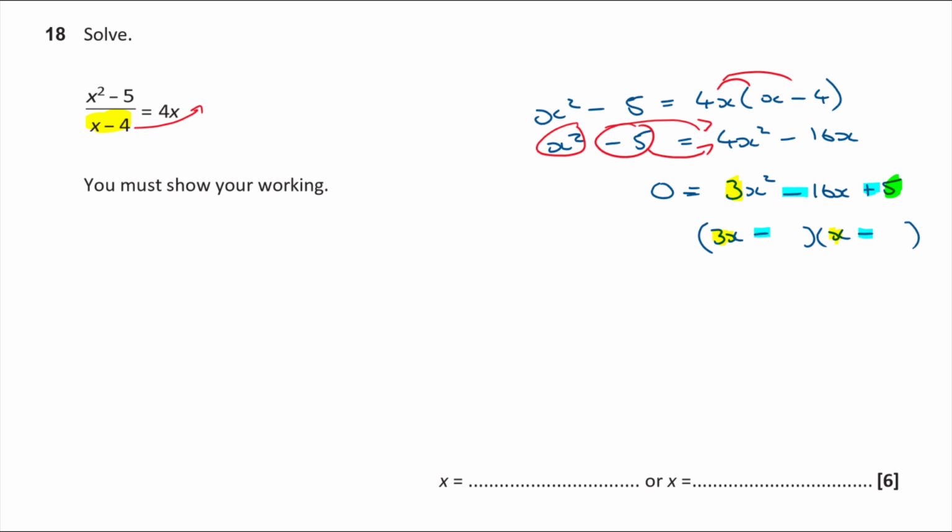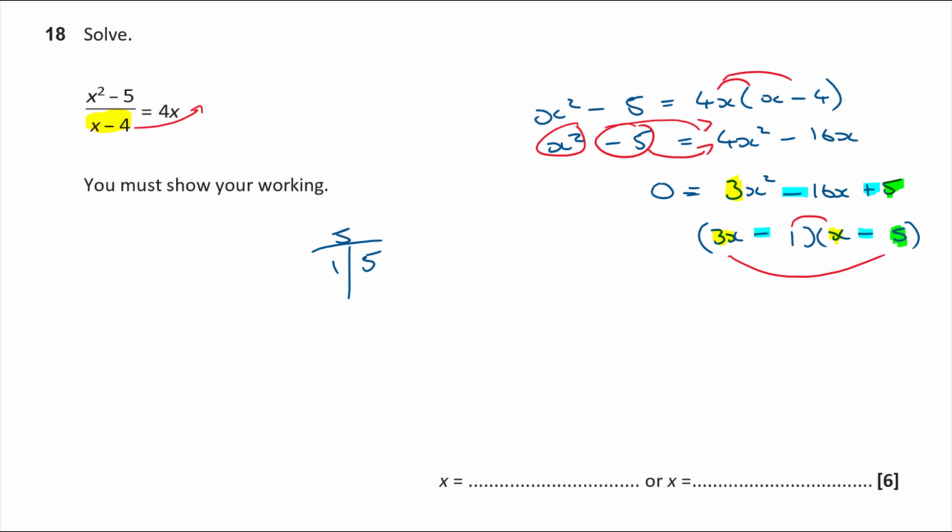Now, factor pairs of 5, not too many factor pairs of 5. 5 only has factor pairs 1 and 5 because it's prime, isn't it? So that means one of them must be 5 and one of them must be 1 in the bracket. Now, it doesn't matter which way I put round because the one I put in the second position is going to be multiplied by the 3x at the beginning. Now, I'm aiming for minus 16x, so I think I'm going to put the big number at the end, minus 5, so that when that gets multiplied by the 3x, it gives me minus 15x. And then the 1 is going to go here, so that when I multiply by the x, I'm going to get 1x, and 15x and 1x is going to give me the 16x in the middle.